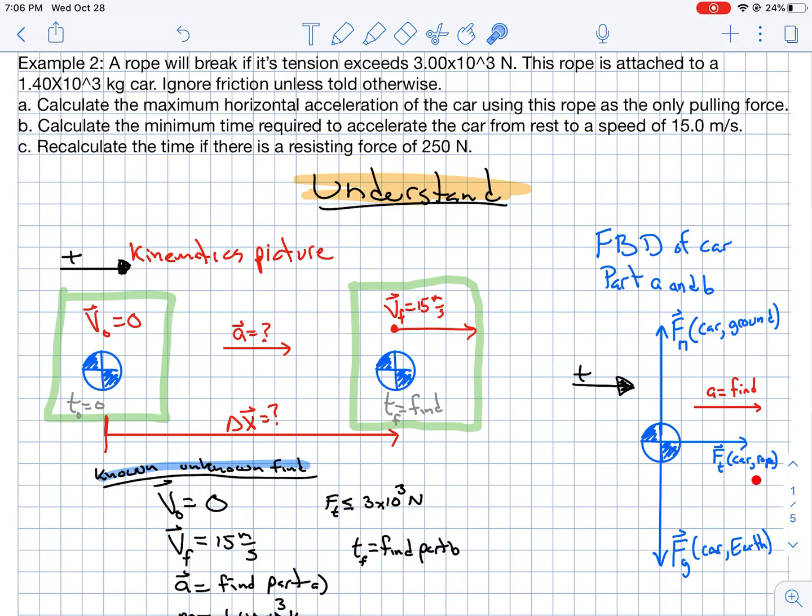So in our free body diagram, we do have our tension that pulls on the car. That's due to the rope that's attached to it. We have gravity, of course, that pulls downwards, as it always does. And that's due to the earth. And then the car is probably sitting on the ground, so the ground has to support it. We call that the normal force. So we have this normal force that is pushing up on the car.